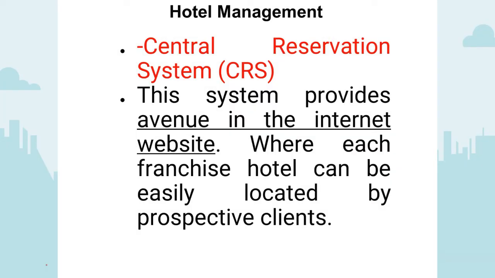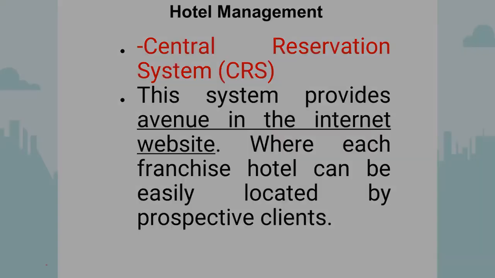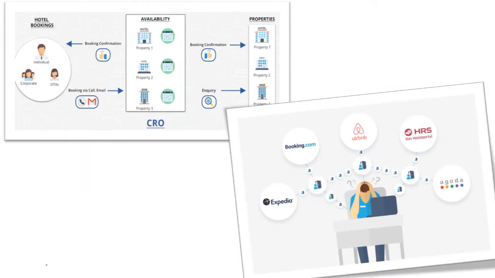So next one is, ayan. So meron tayong tinatawag na term na which is the CRS or the Central Reservation System. So si Central Reservation System is the system that provides avenue, ayan, in the internet website. So in the internet website, nare-reach nila yung mga particular hotels or yung mga particular franchise hotel. So dahil meron tayong tinatawag na reservation system, we are enabled na hanapin yung mga iba't ibang hotels through the use of different booking sites.